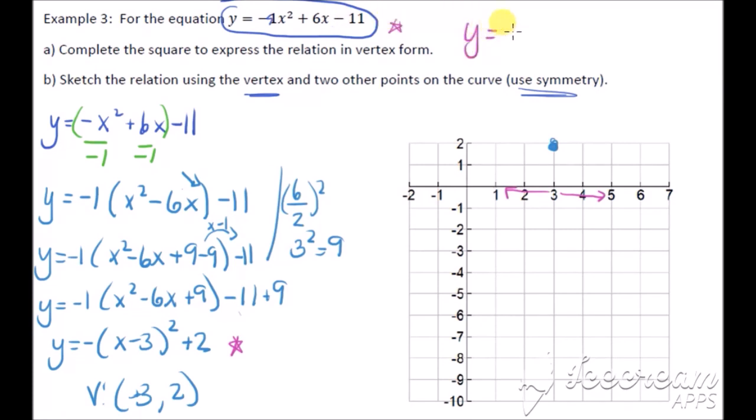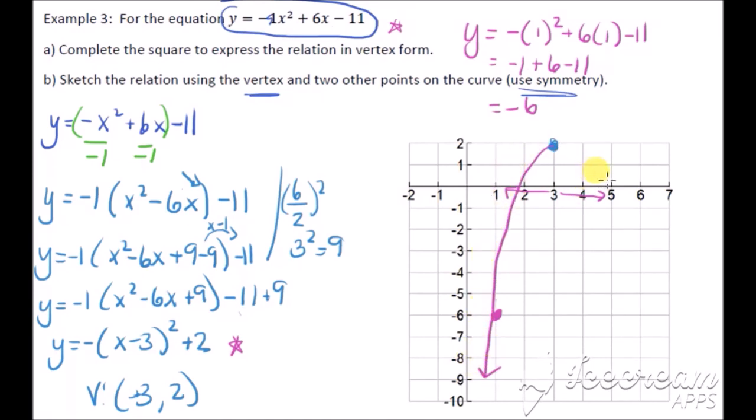So if we were to go y equals negative, let's go 1 squared plus 6 times 1 minus 11. I get negative 1 plus 6 minus 11. So it's negative 12 plus 6. I get negative 6. Okay, because of symmetry, if you go ahead and sub in 5, you will also get negative 6. Okay, and you want to go ahead and graph negative x squared plus 6x minus 11. Label that curve.